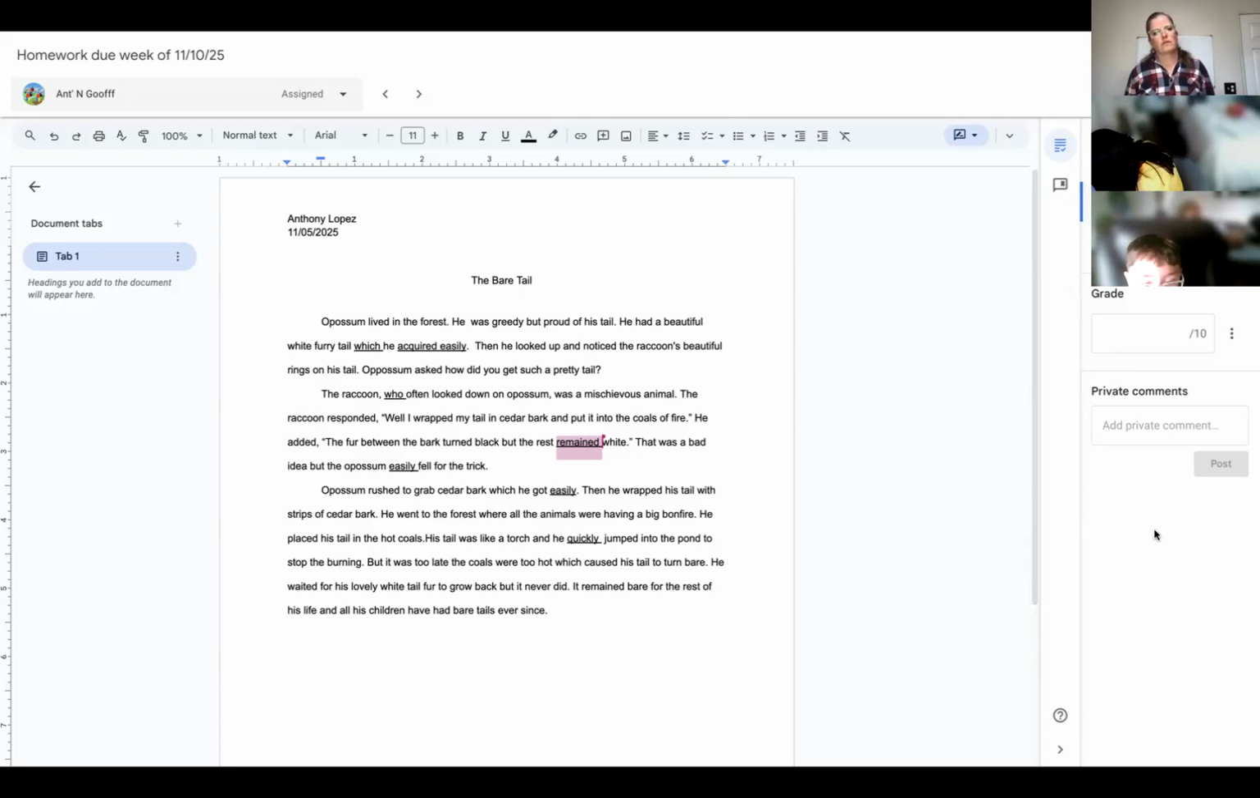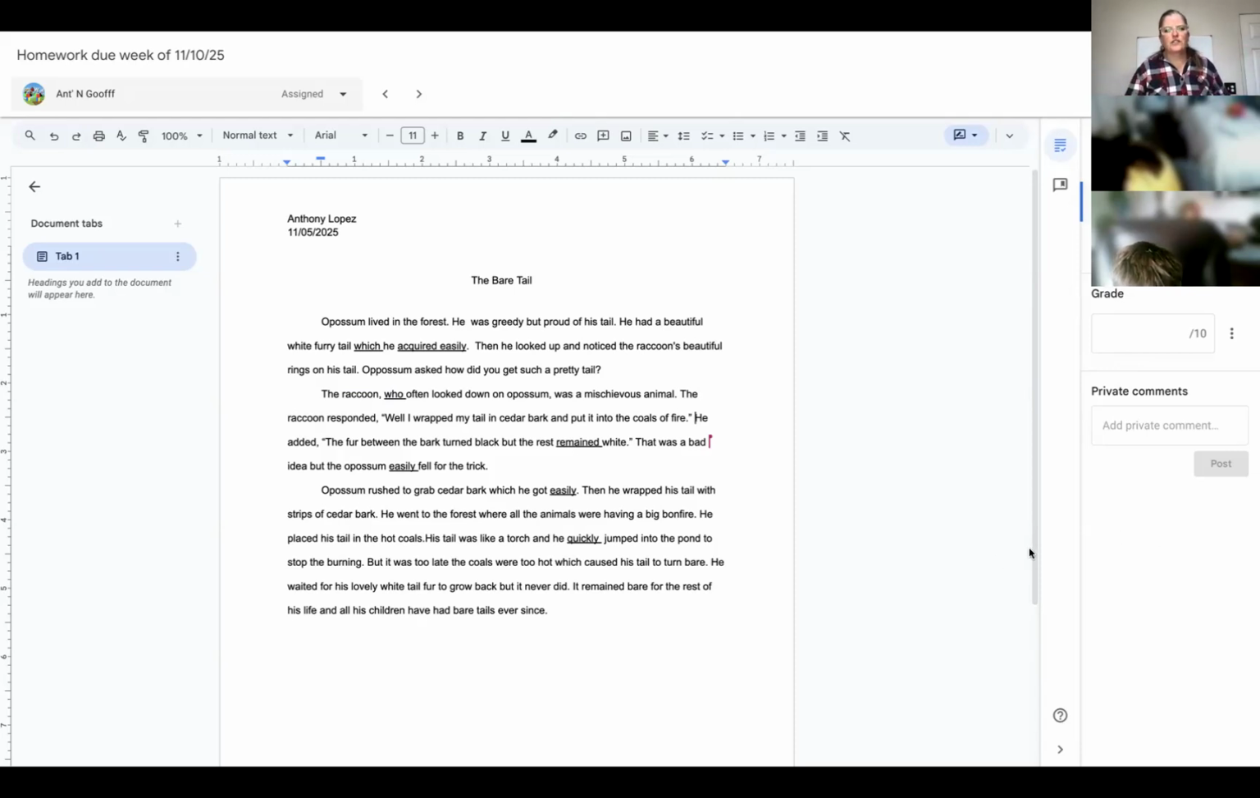The raccoon, who often looked down on Opossum, was a mischievous animal. The raccoon responded, "Well, I wrapped my tail in cedar bark and put it into the coals of fire." He added, "The fur between the bark turned black and the rest remained white." That was a bad idea, but Opossum easily fell for the trick. I love it. It's really good. You see how much that flowed?